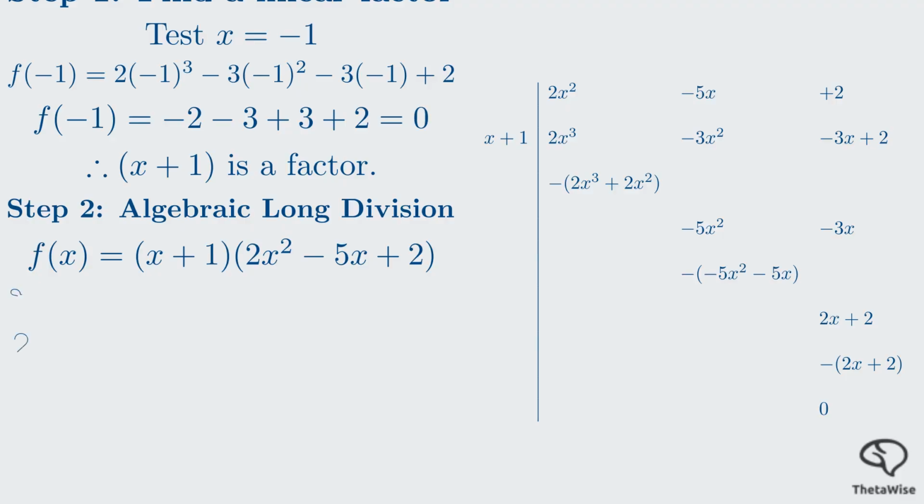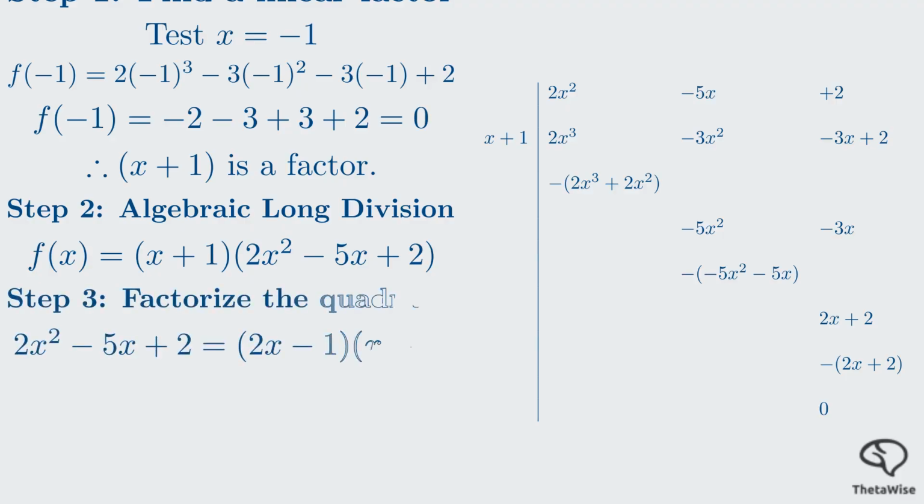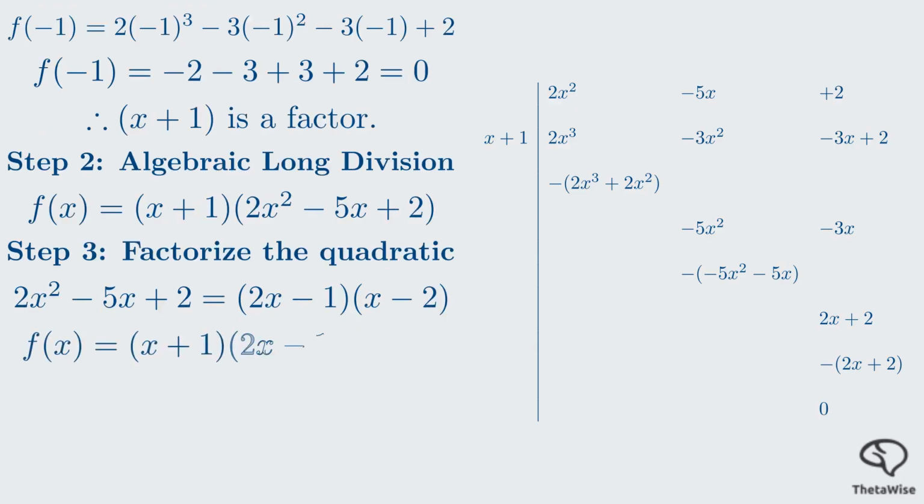Now, we factorize the quadratic factor further. 2x squared minus 5x plus 2 factors into 2x minus 1 and x minus 2. The fully factorized form of our cubic polynomial is x plus 1 times 2x minus 1 times x minus 2.